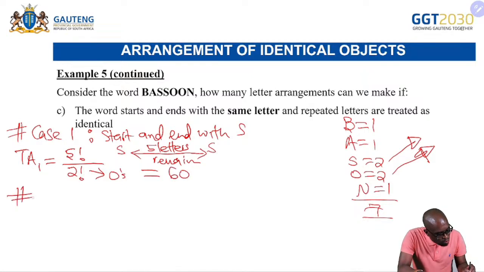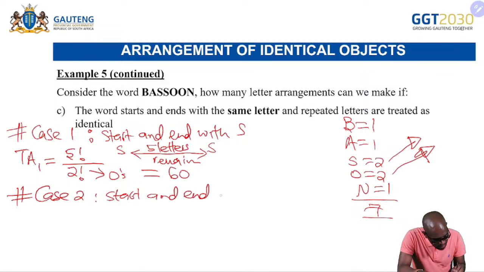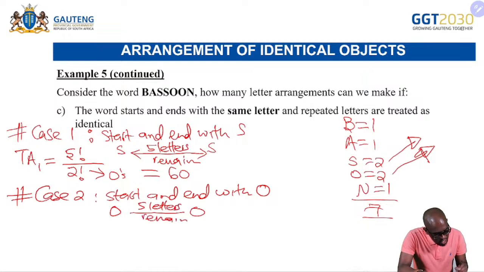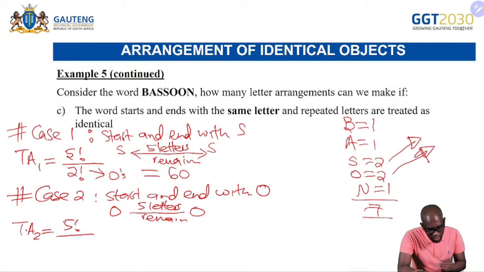However, we can also start and end with letter O. If we start and end with letter O, then we'd have O in the beginning, O in the end, and 5 letters that remain to arrange. So how can we arrange them? The total arrangement for case 2 is 5 factorial divided by, since we're only repeating letter S, 2 factorial. This 2 factorial is for letter S. So we're going to have that this is 60.